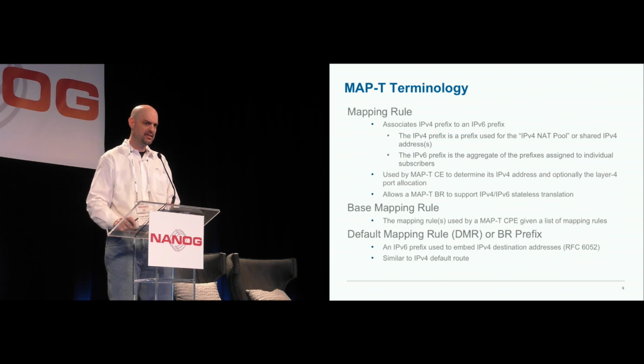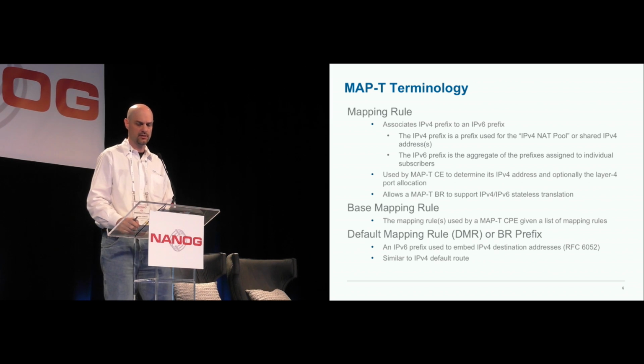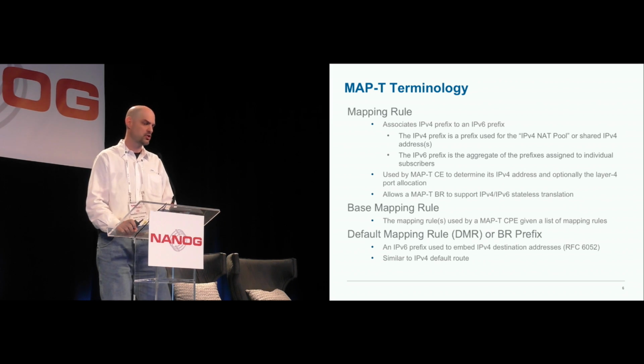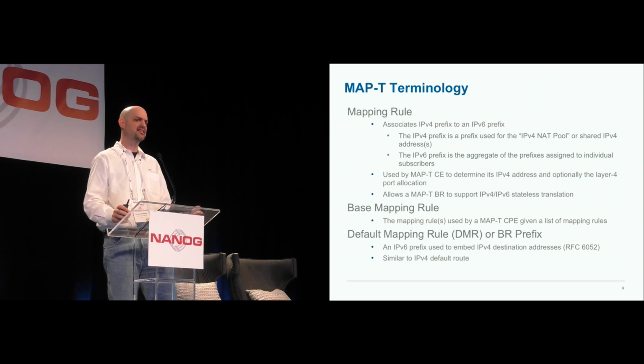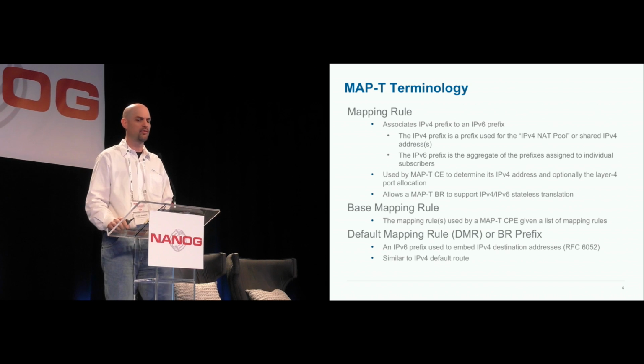I'm going to introduce you to some MAP-T terminology, though I don't want you to get too fixated on it because there are some visuals that I have in slides to come. There's a notion of a mapping rule. This basically associates an IPv4 prefix to an IPv6 prefix. The IPv4 prefix is, for those of you who have done enterprise level NAT or carrier grade NAT, just a prefix that's used for the shared IPv4 address. This is what the subscriber shows up as on the internet when MAP-T is used. The IPv6 prefix is an aggregate of the prefixes assigned to individual subscribers.